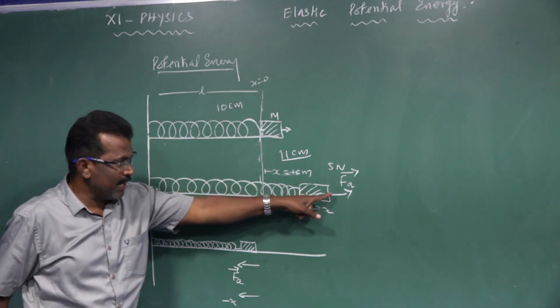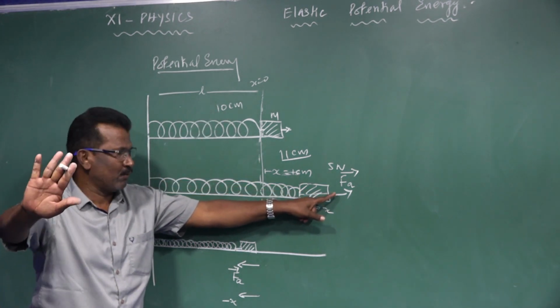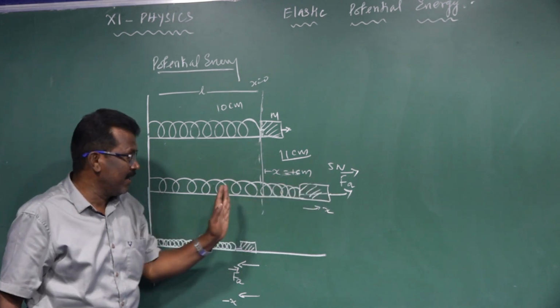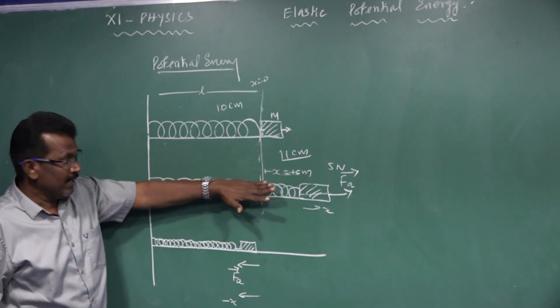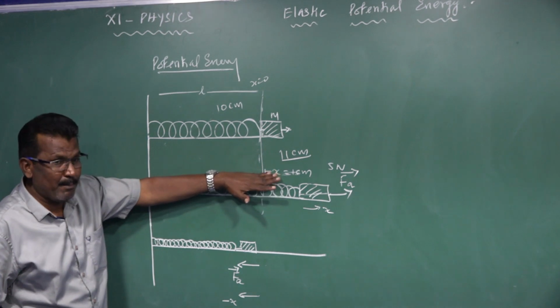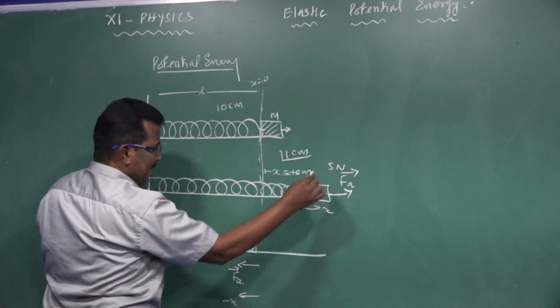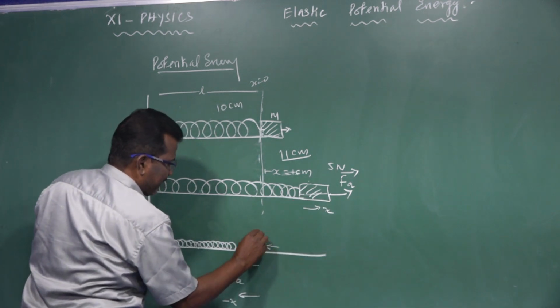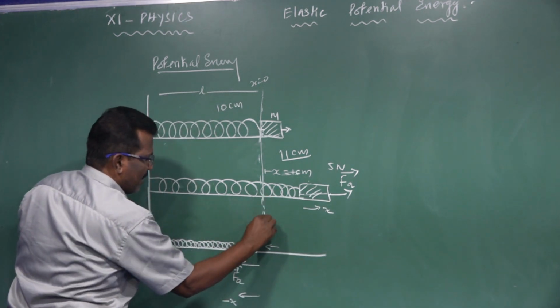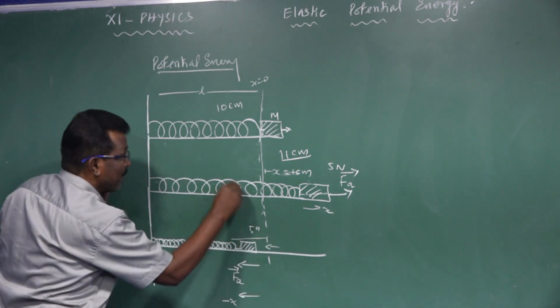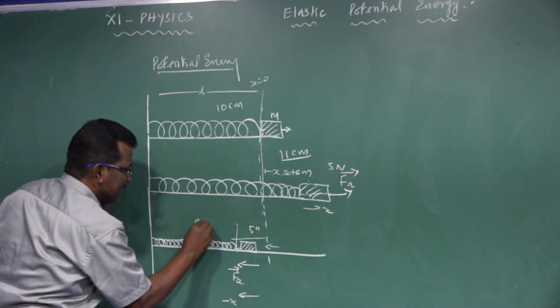When 5 newton, or any magnitude of force, is applied on the body, the nature of the body changes, the body is deformed. So the length increases from 10 centimeter to 11 centimeter. Now the same 5 newton is applied, and it changes once again from 10 centimeter to 9 centimeter.